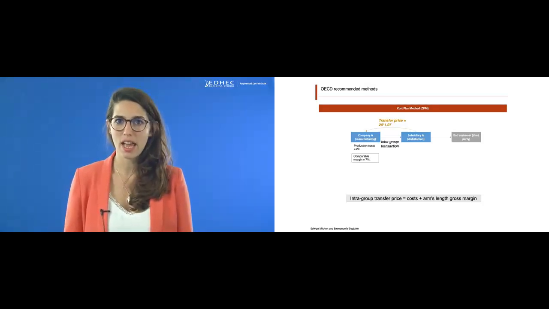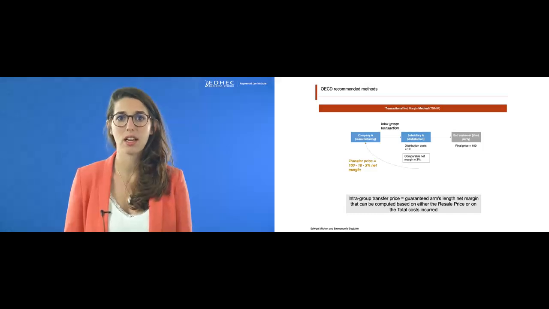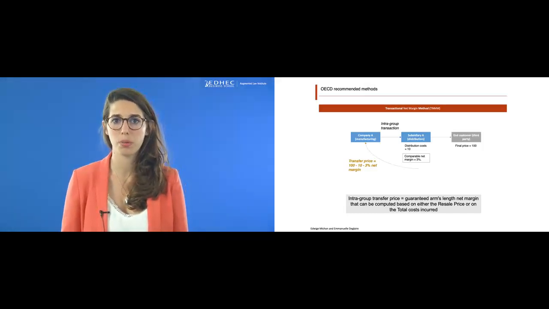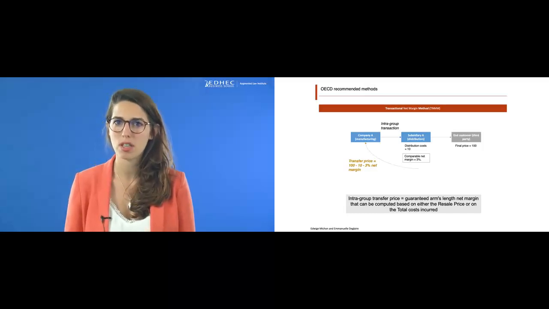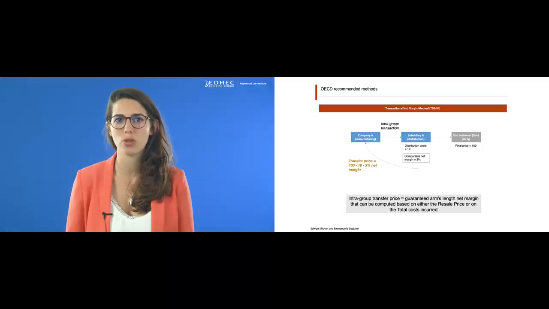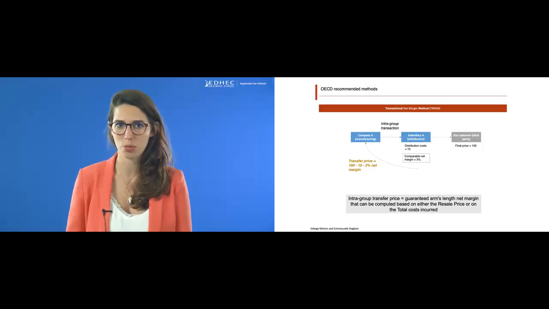We have seen every traditional method. Let's now focus on the profit-based methods. I remind you again that the profit-based methods must be used only if the traditional methods do not permit us to conclude to a satisfying transfer price.